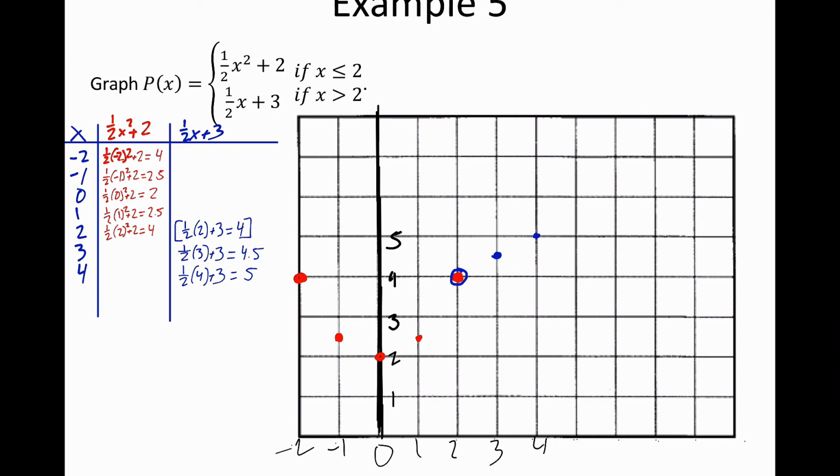So for this particular graph, the left side ends up being a parabola. The right side ends up being a linear graph. Let me draw that a little bit better. Like so. So we got two unique pieces of this graph.